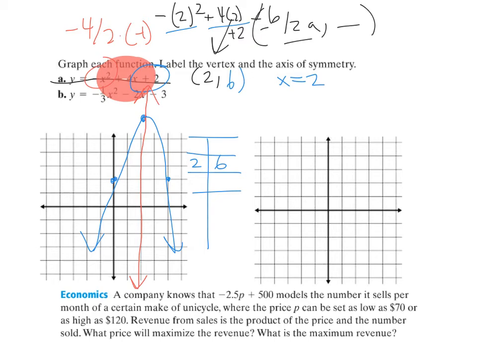So I'm not really making a whole table. I'm using the point for the vertex and then what the y-intercept is, and then putting the point across from the y-intercept. So I'll do another one.